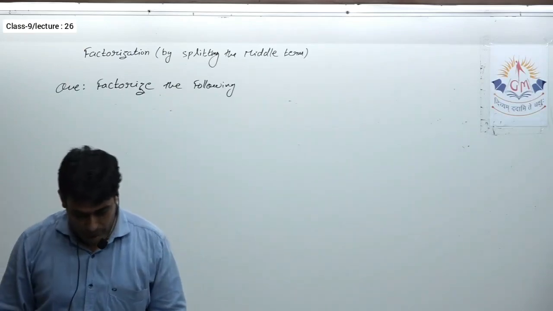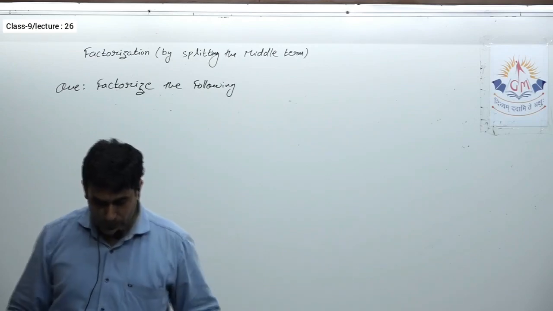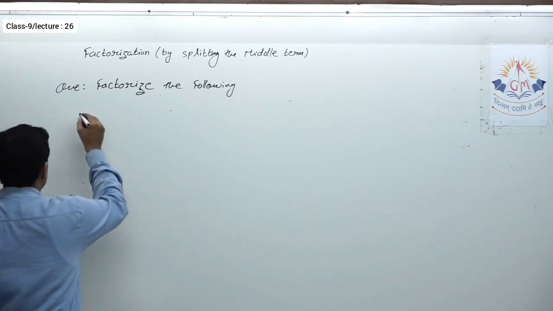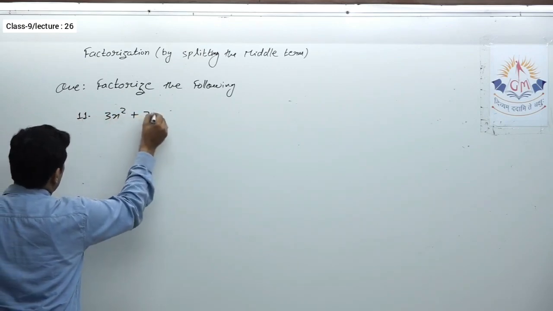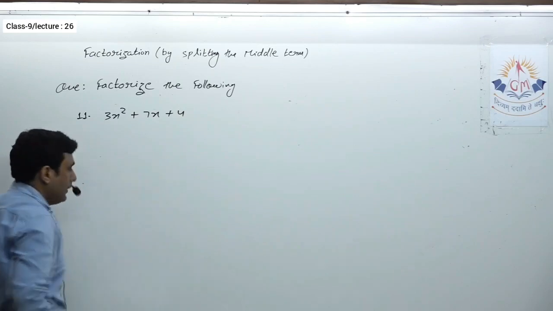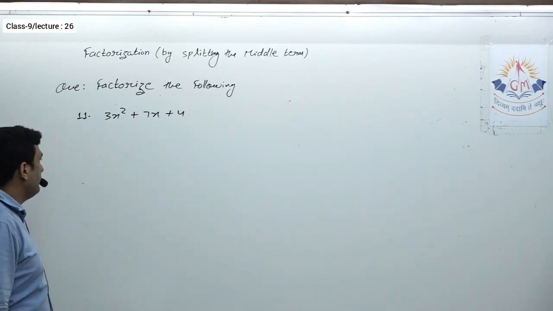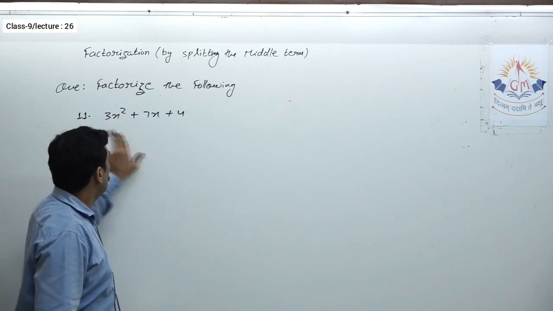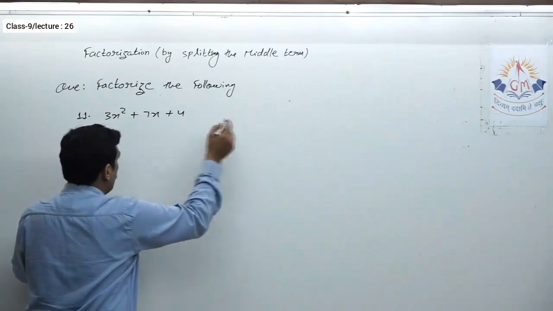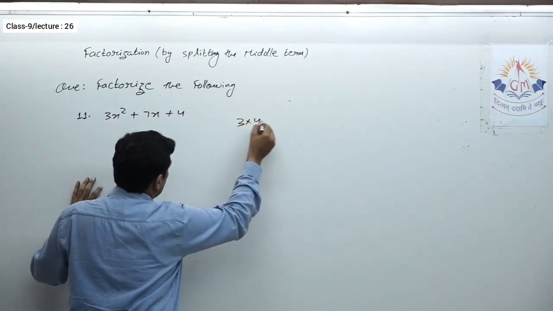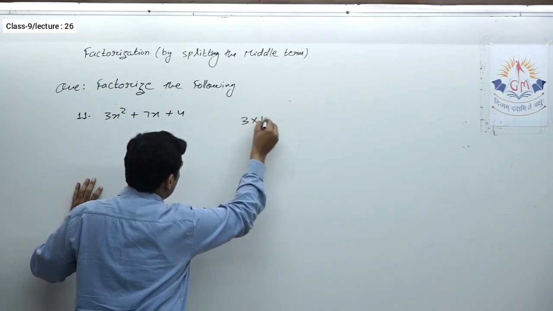Okay, next is 3x square plus 7x plus 4. Okay, so again you have to follow the same thing. It is in the standard form. First term is positive. So next we will find the factors of 3 multiplied by 4.